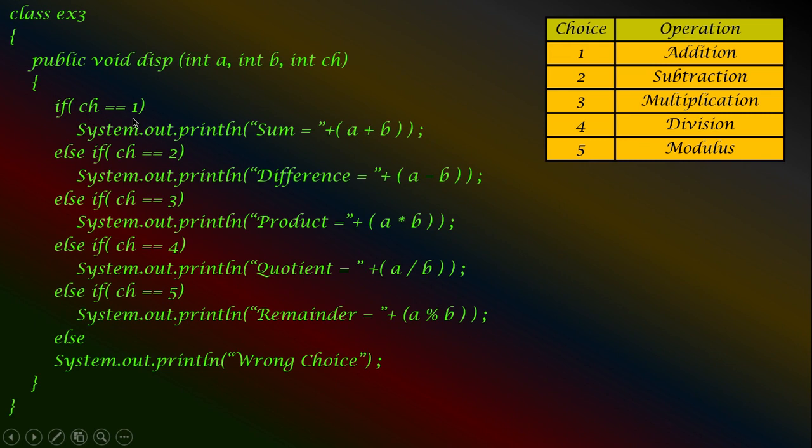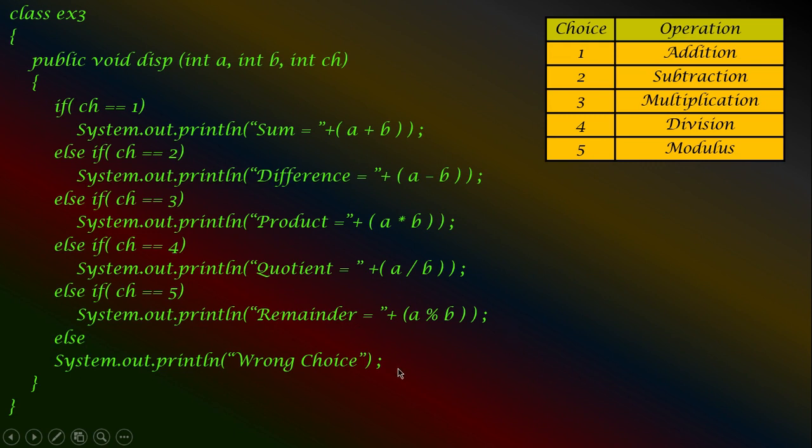So if my choice value is 1, then I am calculating the sum and displaying it. In the same manner, if choice is 2, I need to calculate the difference. If the choice is 3, I have to calculate the product. If the choice is 4, I have to find the quotient. And finally, if the choice is 5, the remainder needs to be calculated.